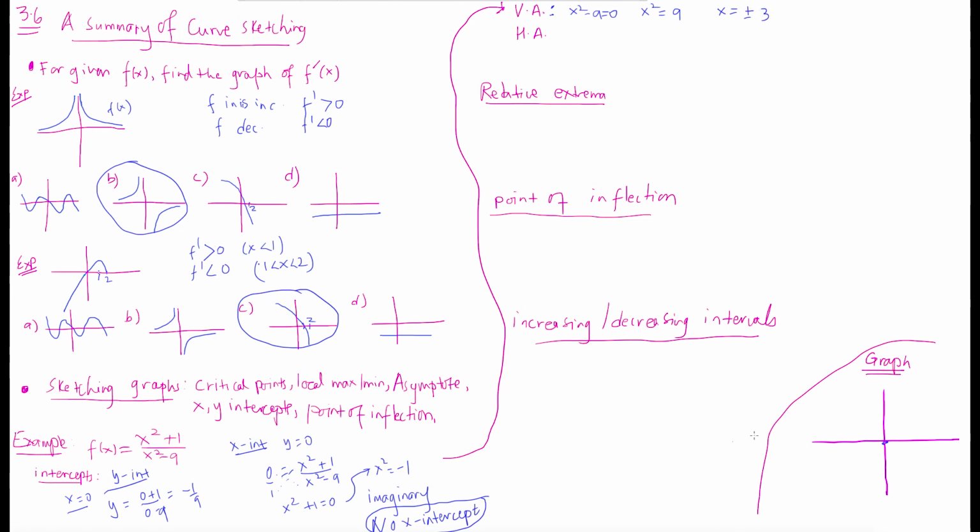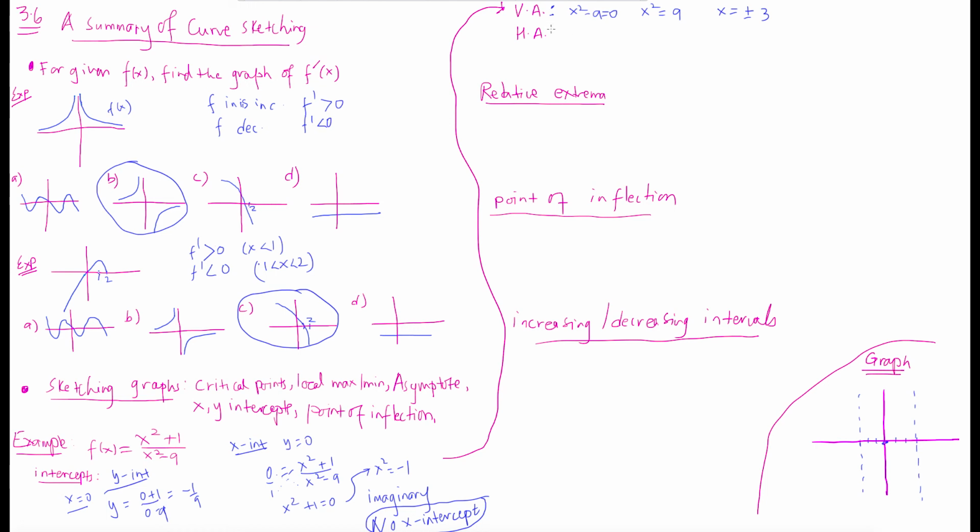So let's go to the graph and see. Let's say this is negative 1, negative 2, negative 3. So this is the vertical asymptote. The graph never crosses these lines. And another is 1, 2, 3. So this is another vertical asymptote. These are the vertical asymptotes: x equals negative 3 and x equals positive 3, right?